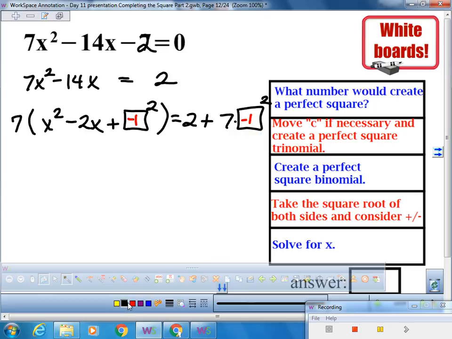So then this side is going to be 7 groups of x minus 1 being squared equals 1 squared is 1 times 7 is 7 plus 2 is 9. So this is going to come out nice. Not really. Divide both sides by 7 and you get x minus, how many of you got to here?